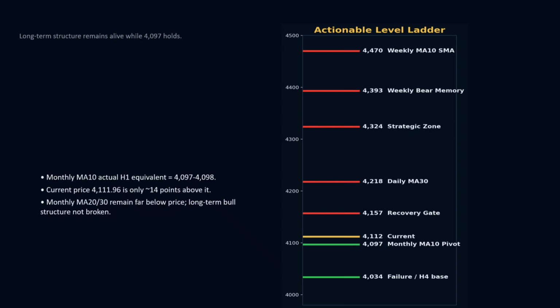The monthly chart represents the primary institutional trend. Our calculations show that the actual H1 equivalent of the monthly MA10 lies around 4,097 to 4,098. Current price is trading only a few points above this equilibrium. As long as this monthly gravity zone continues to hold, the broader bull market remains technically alive. A sustained break below this area would be the first major warning that institutional support is weakening.